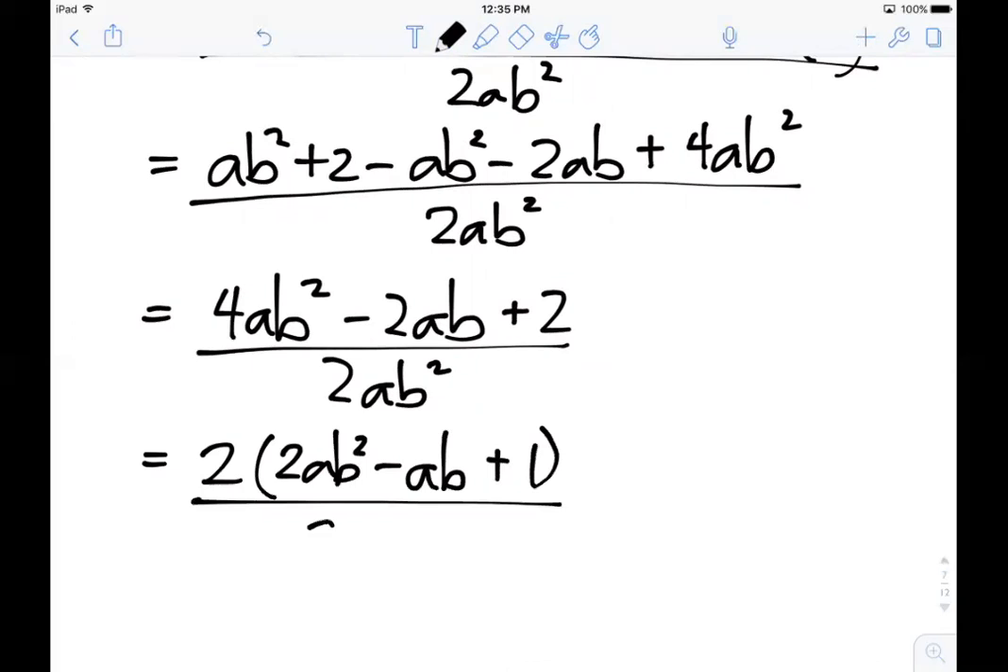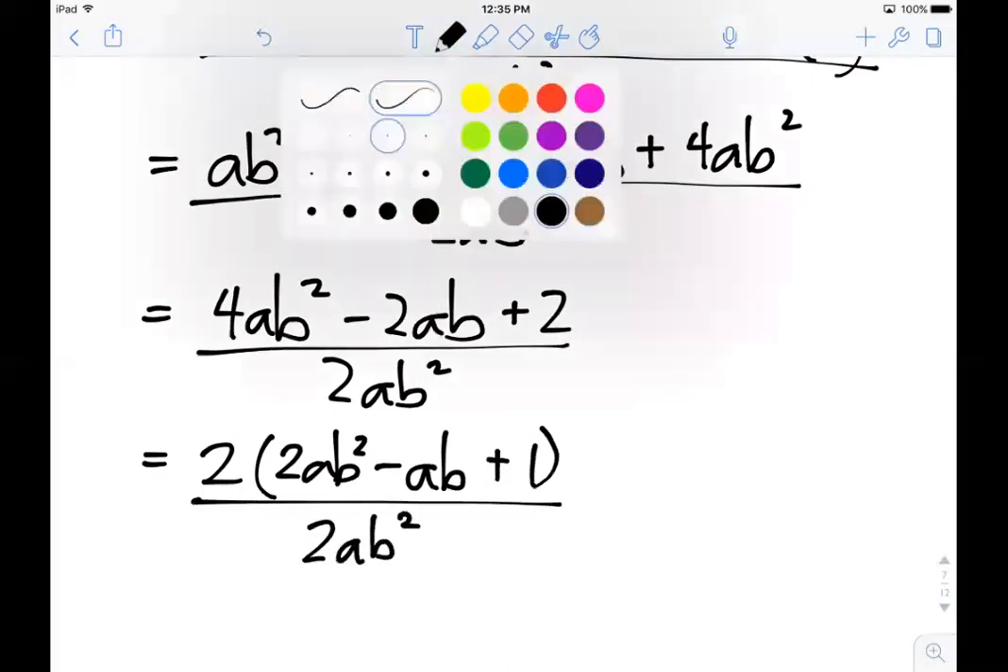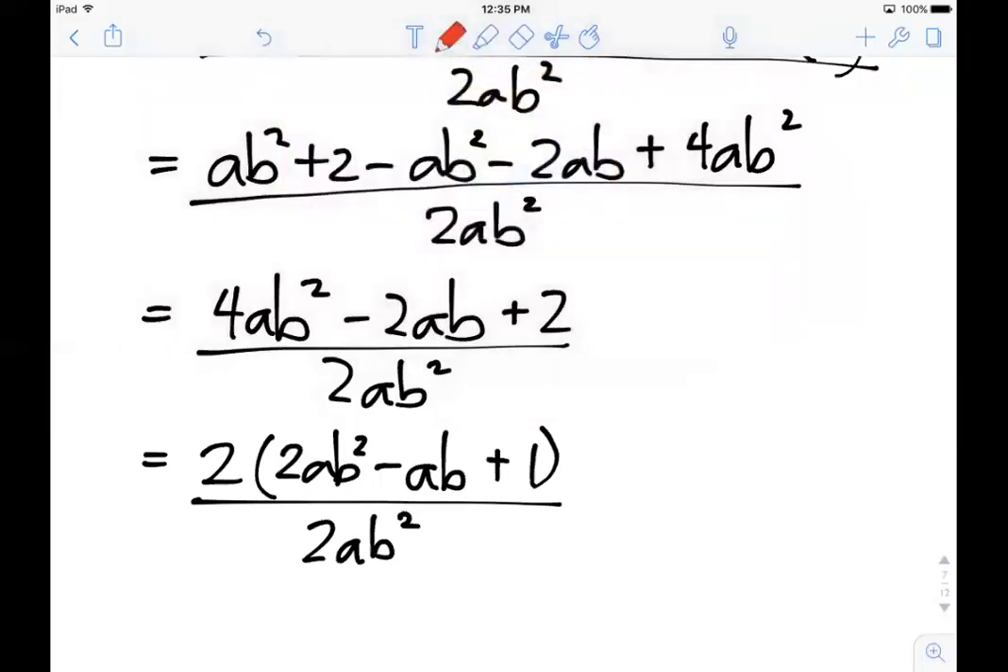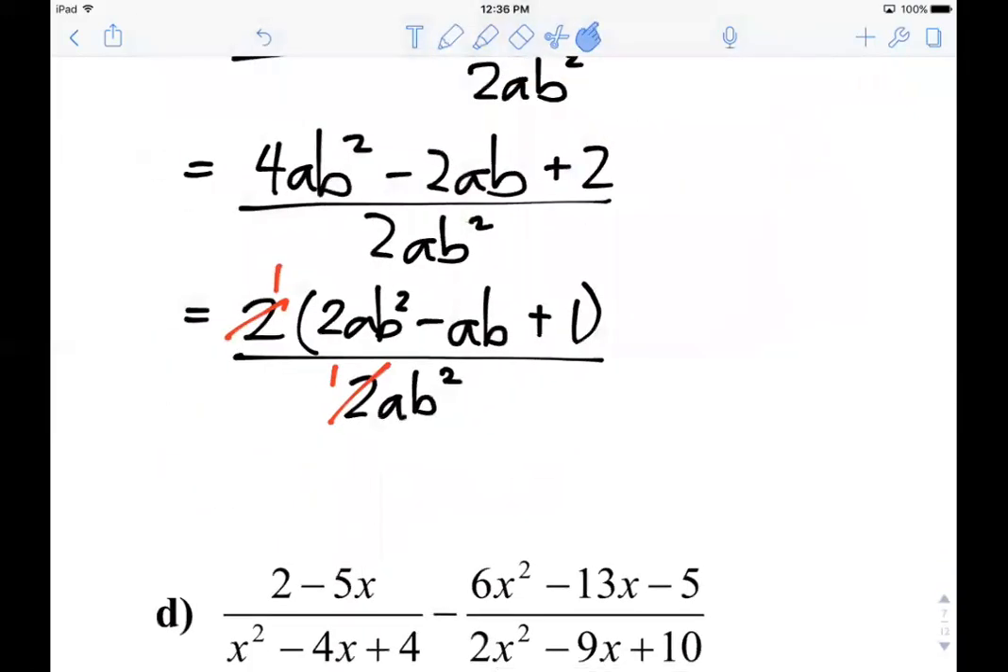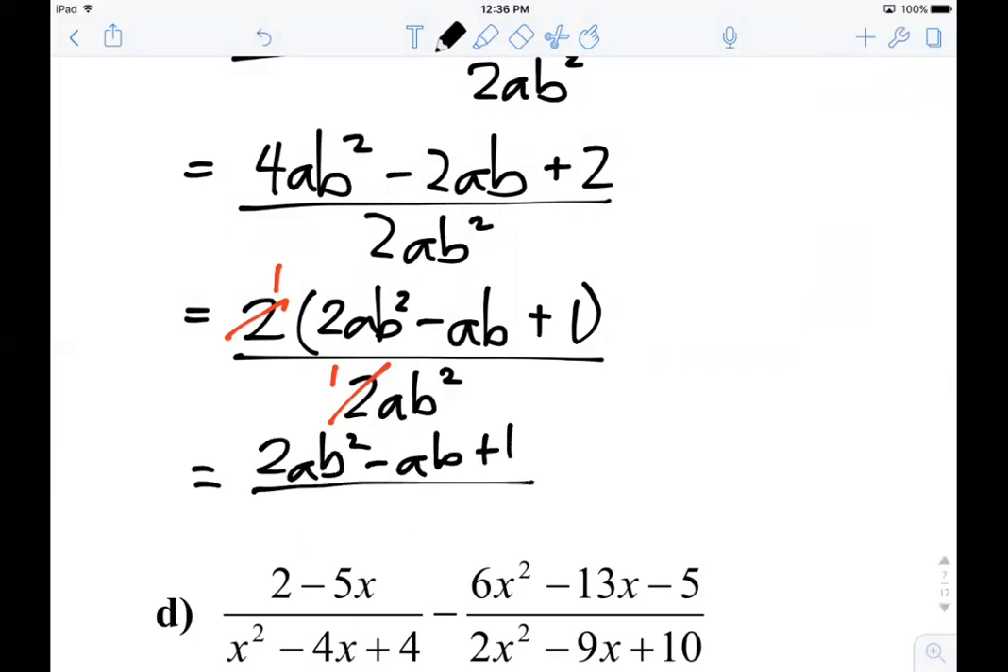And the reason why I common factored out a 2 from all of that is because I also have a factor of 2 on the bottom. So I can divide the top by 2 to leave a 1 in this place, and I can divide the bottom by 2 to leave a 1 in this place. And now I have an even simpler way to write my final answer, which I'll write below as follows. So it's just 2ab squared now minus ab plus 1. And on the bottom, I just have ab squared.